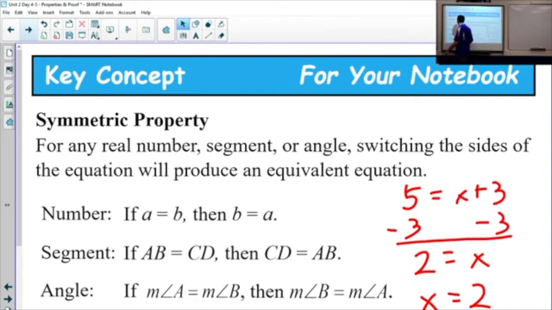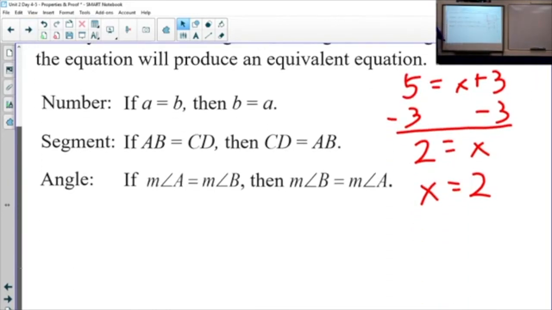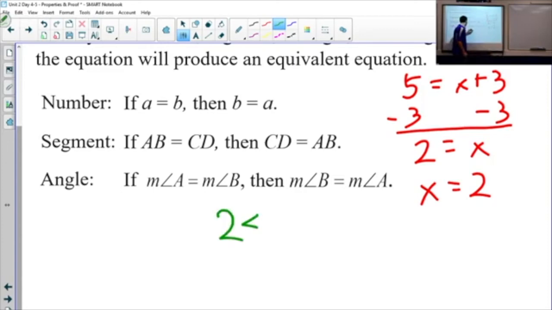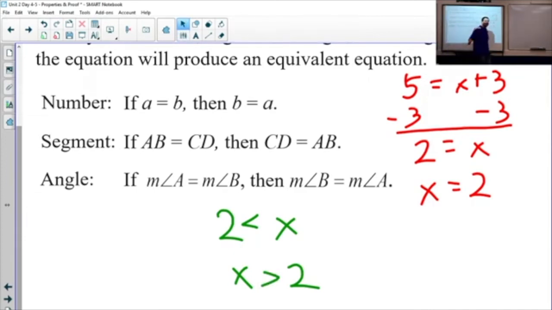And again, these may seem like obvious things, but let's take something like an inequality. In an inequality, if I had 2 is less than x, and I wanted to switch this order, x and 2, I could not say that x is less than 2. I can't just switch the order like that. I also have to flip the inequality symbol. So the symmetric property doesn't work for inequalities.